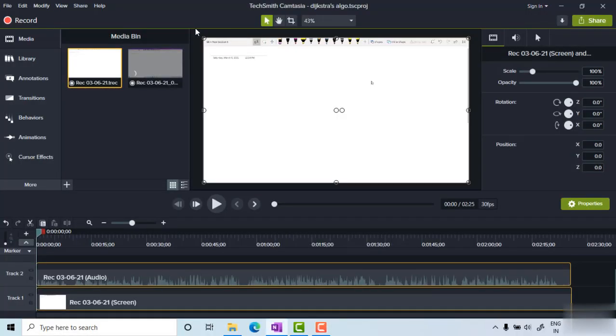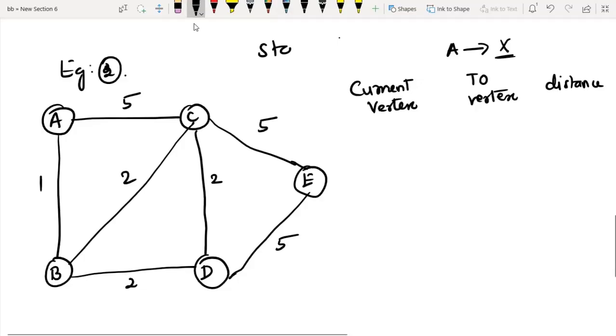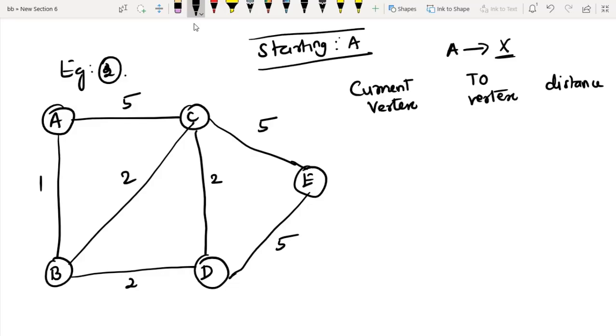The starting vertex is always assumed to be A. So let me assume the starting vertex to be A, and this is going to be constant till the end of the algorithm, so let me indicate it with a hashtag. Initially, the current vertex is also going to be A, but that's not necessary. Let me take B to be the current vertex. Anyway, the starting vertex is A, and I'll take B to be the current vertex.